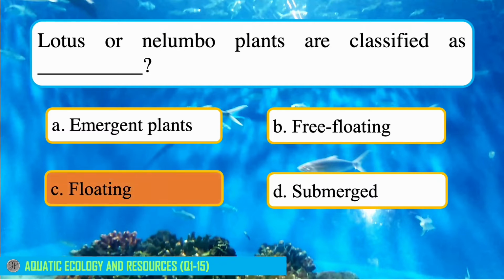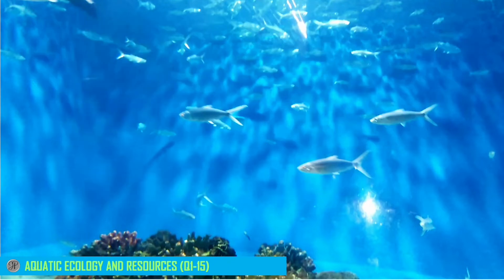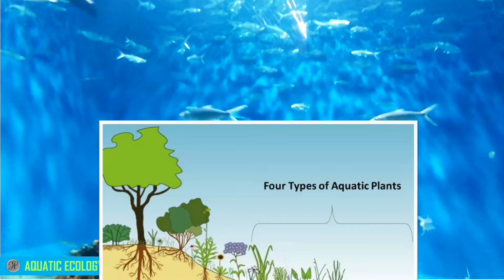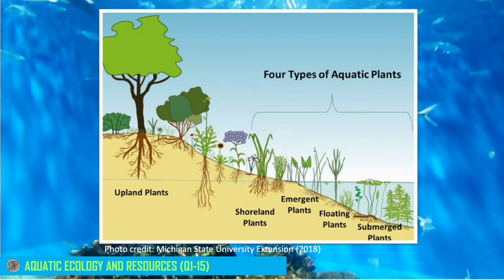For this question, the answer is letter C, floating. But before we proceed to the next question, let us define first what are the 4 classifications of aquatic plants. According to Clausen 2018, emergent plants are plants that are rooted in the soil underwater, but the larger part of the plant is above the water, just like what's shown on our figure.